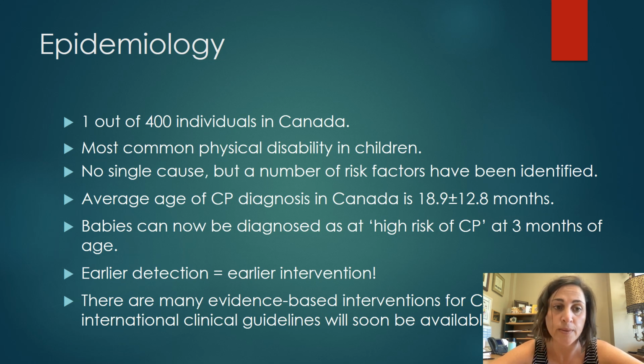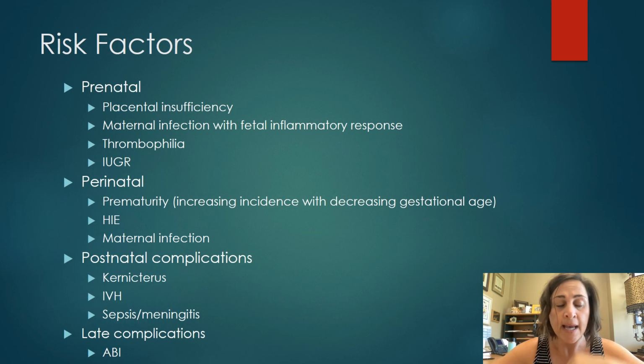us to this diagnosis. The average age of CP diagnosis in Canada is about 18.9 months, give or take 12 months. Babies can now be diagnosed as at a high risk of CP at 3 months of age. And the reason we do this is that earlier detection often ends up with earlier intervention. There are many evidence-based interventions for cerebral palsy, and new guidelines will be available soon.